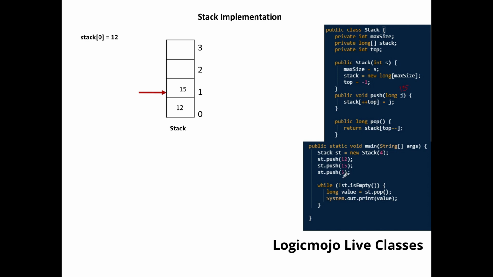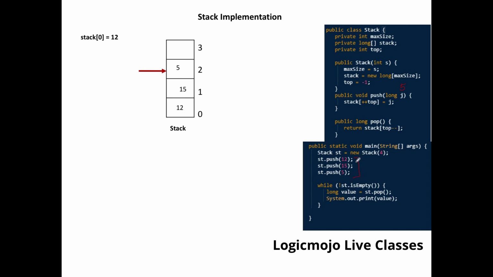Next time when we want to insert the value 5, we pass the value 5. We increment the value of top, that is ++top, and then at index 2 we insert the value 5. So this is the normal push operation that happens in case of a stack. Here we have a stack of size 4 and we have inserted 3 elements. It means we have done 3 push operations on my stack.